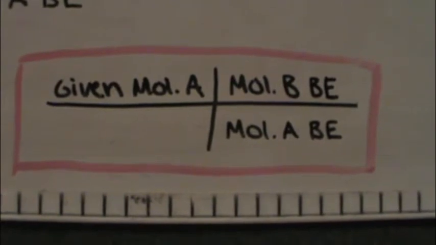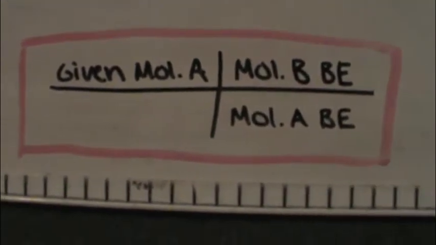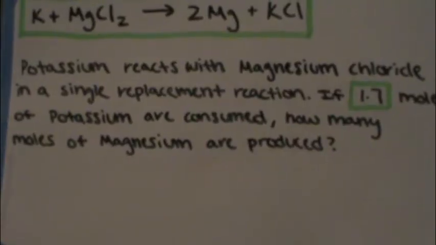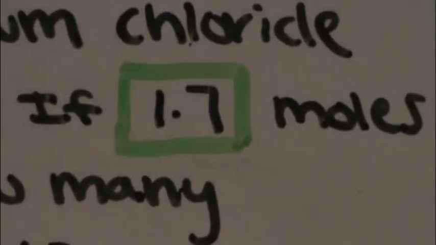The first thing you need to remember is that mole A is what you are given and mole B is what you're trying to find. So on the top left, it wants me to write the amount of moles given. Once I look back at the problem, I can see that I'm given 1.7 moles. So this is how it should look when you start, 1.7 moles of potassium.